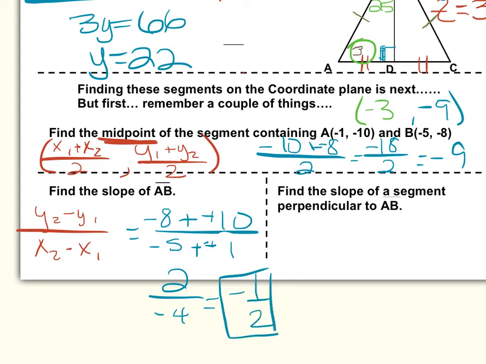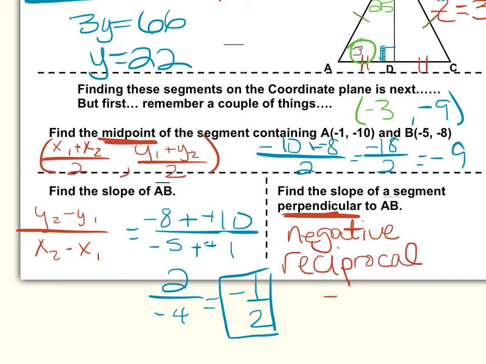So that's the slope. If I want to find the slope of a segment that's going to be perpendicular to that, I'm going to have to find the negative reciprocal. That means I'm going to flip and change the sign. So if I have a negative 1/2, I'm going to flip to be 2 over 1, and the sign of 1/2 is negative, so the new one's going to be positive, and 2 over 1 is just 2.